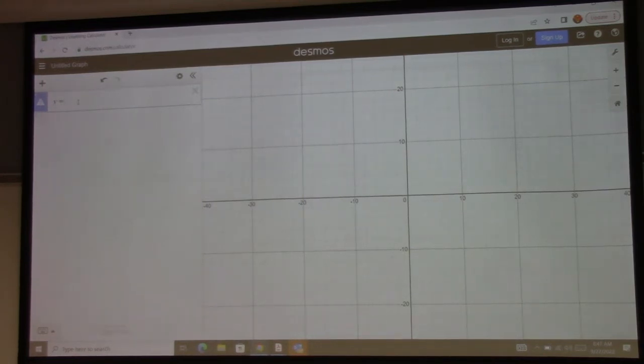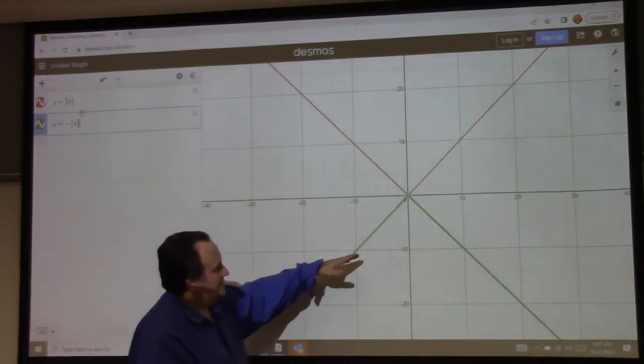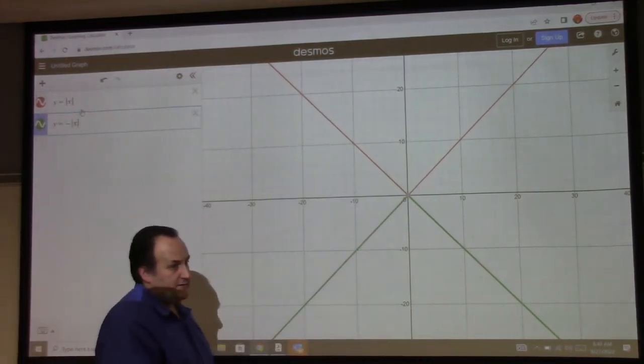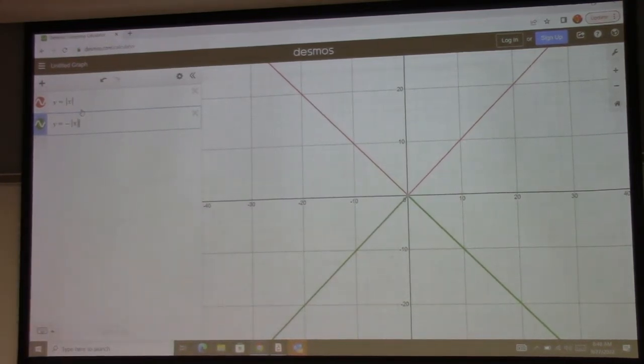Oh, okay, so how about absolute value of x? What's that look like? That looks like this, right? There's absolute value x. And what if we do y equals minus absolute value x? What's that look like? See, so absolute value of x is going up. Minus the absolute value of x is doing what? It's going down here, right? So if we multiply the function by minus, what happens? It turns it over, right?